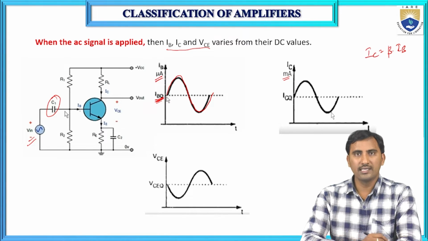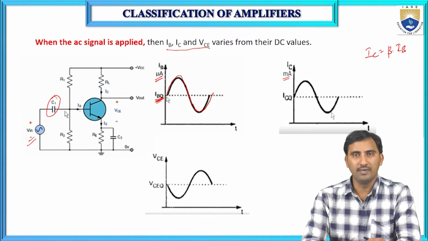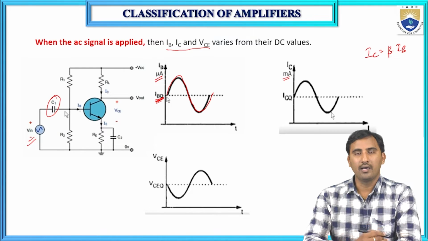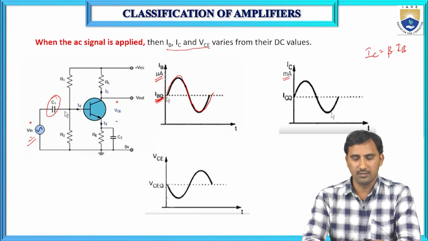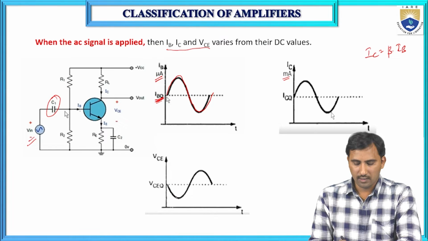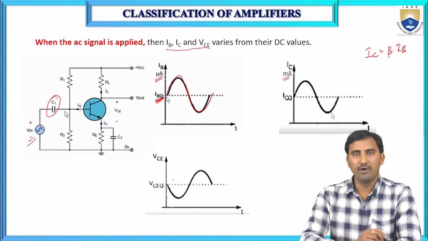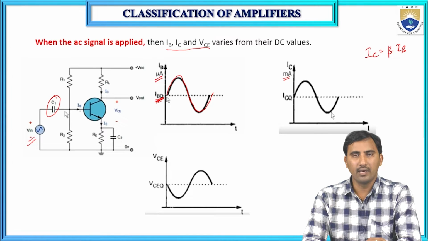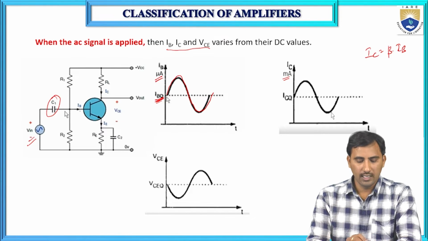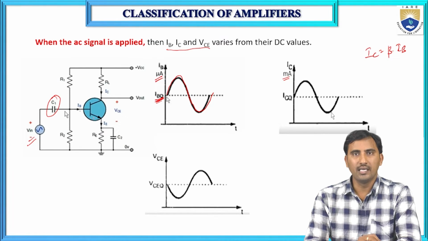And the voltage VC. VC is the collector to emitter voltage. Here the output waveform will be 180 degrees out of phase, because this is a single stage CE amplifier. In a single stage CE amplifier, there is a 180 degrees phase shift with respect to the input signal.